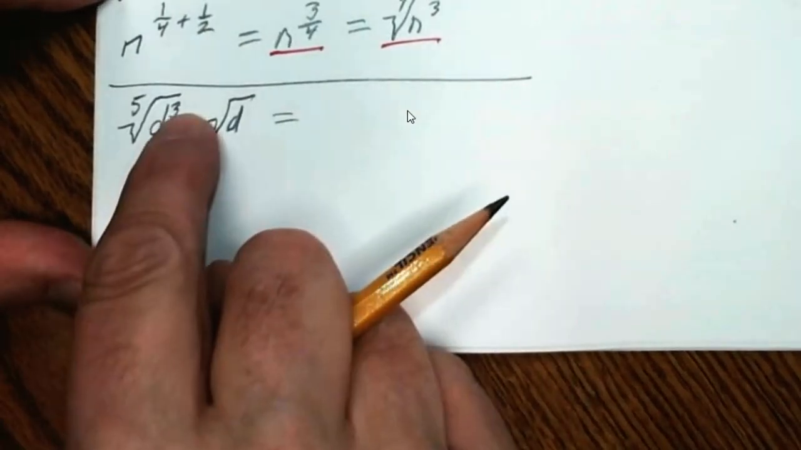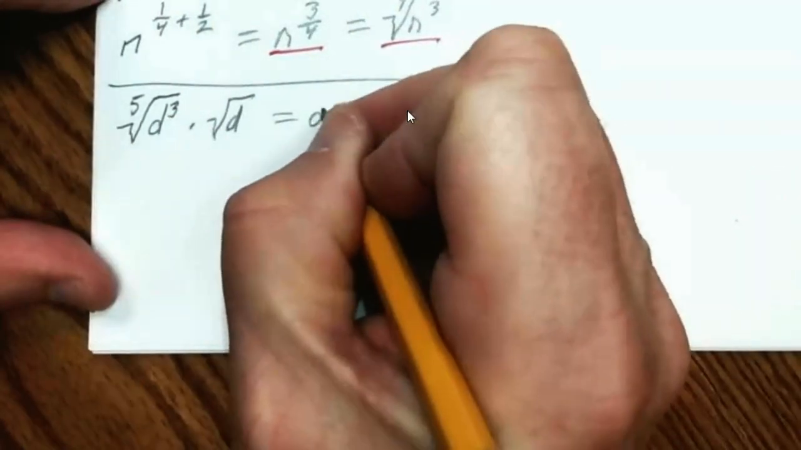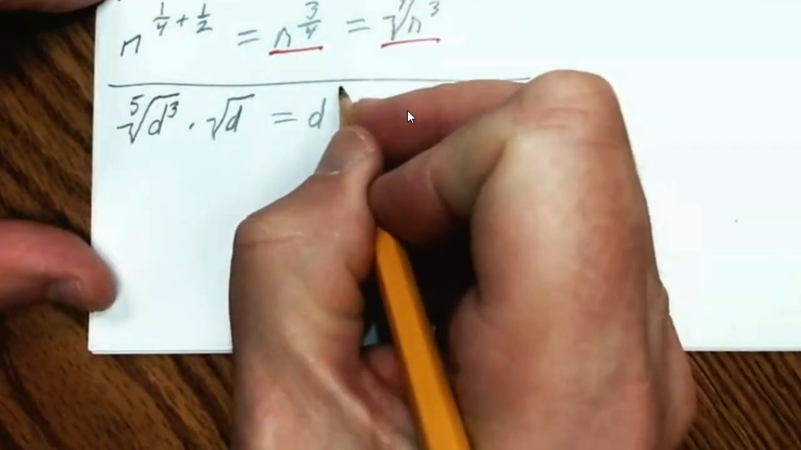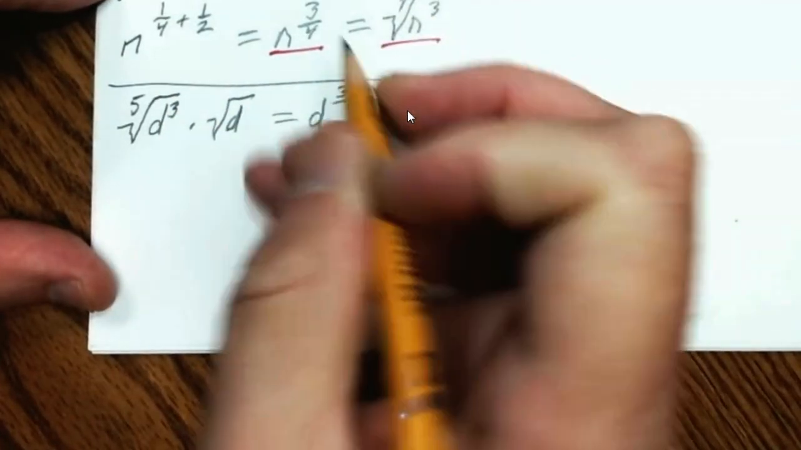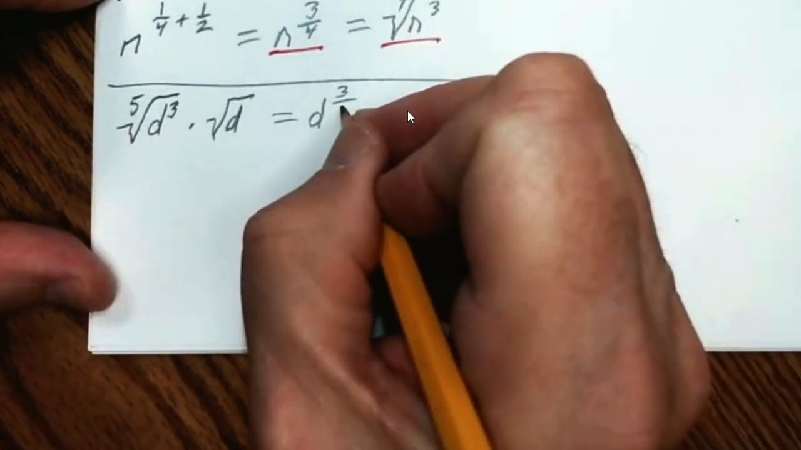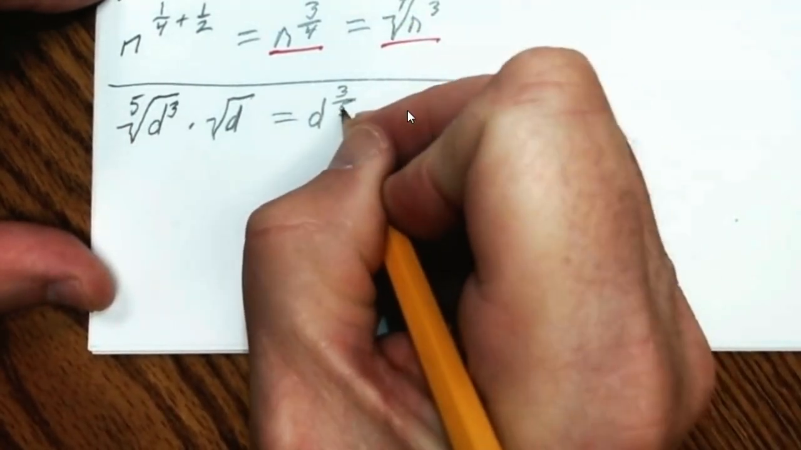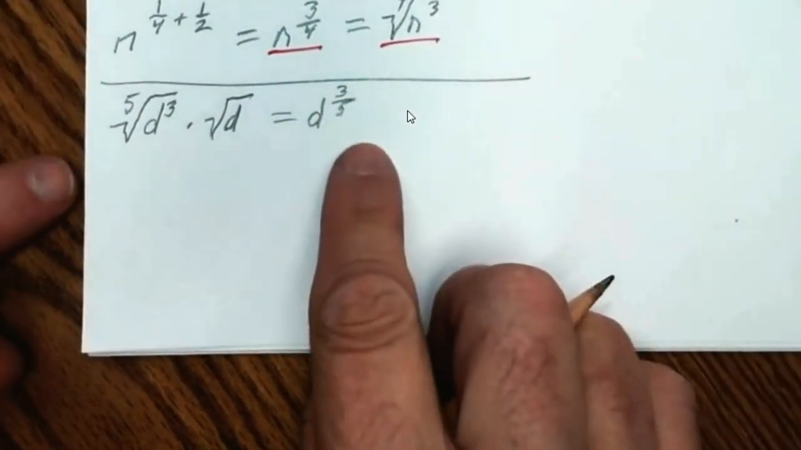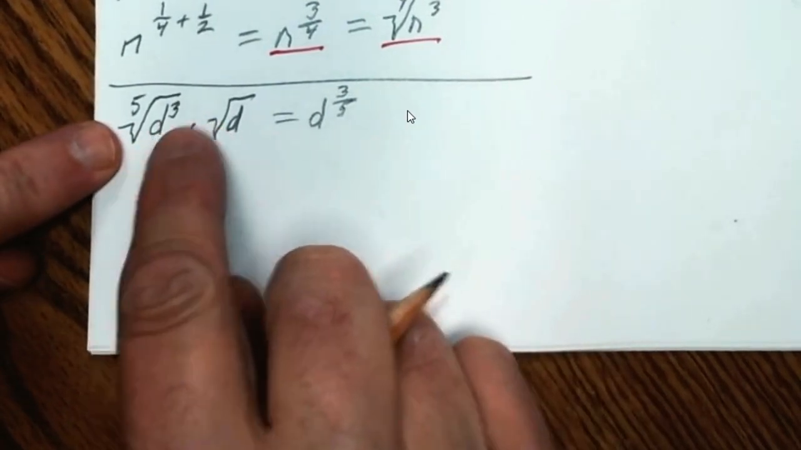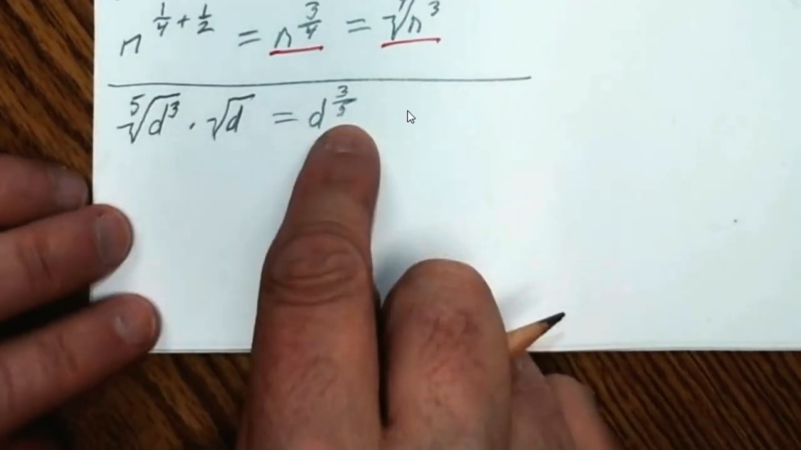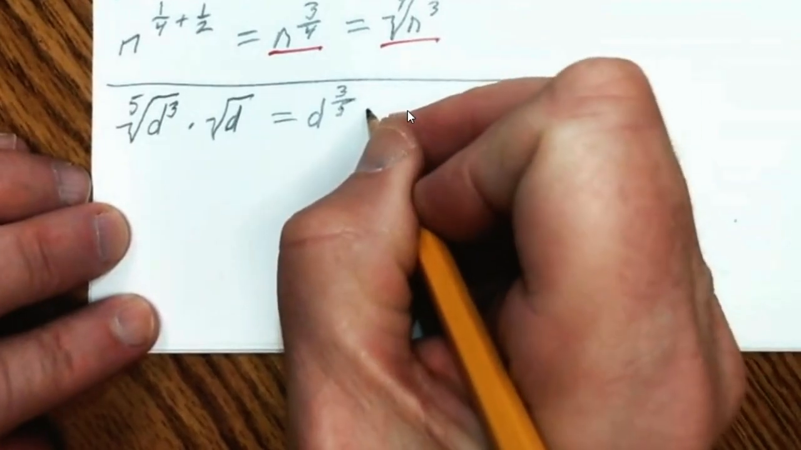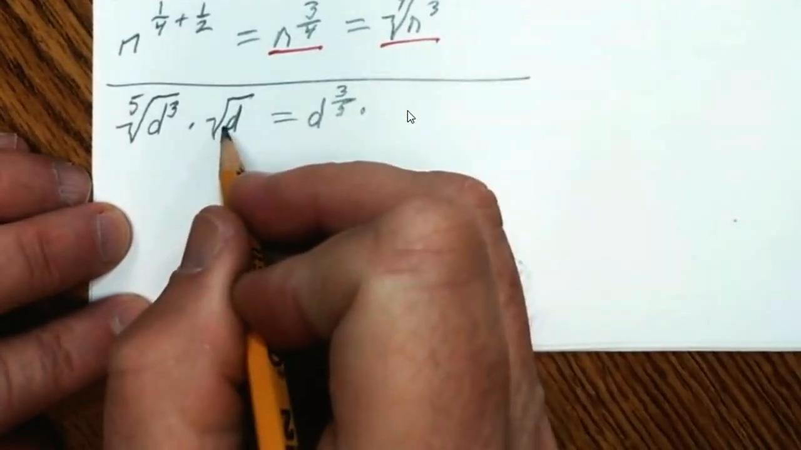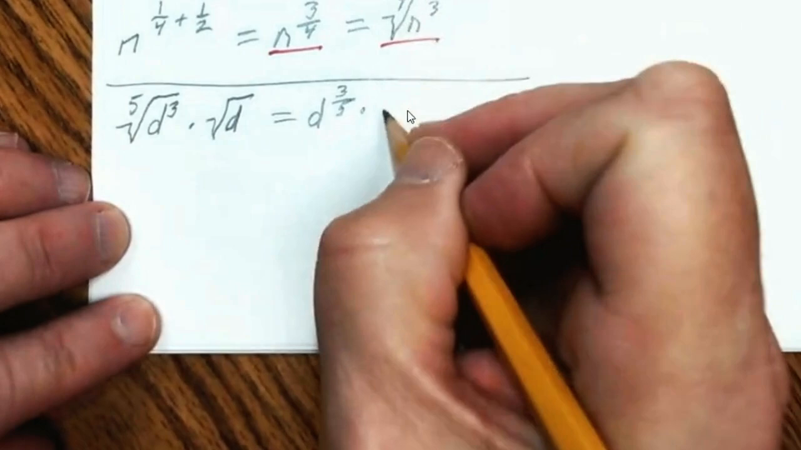Remember, what's on top stays on top. So what's inside there stays on top. What's on the outside becomes the denominator. So that is d to the 3/5. What's inside stays on top. What's outside goes on the denominator on bottom. Times what's inside is just a 1.